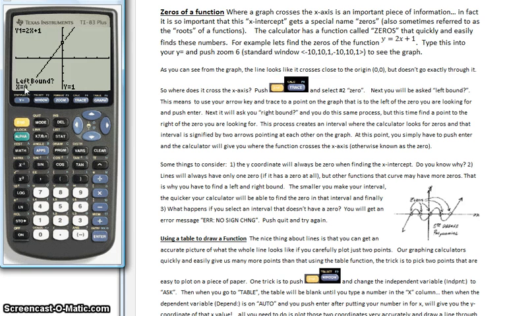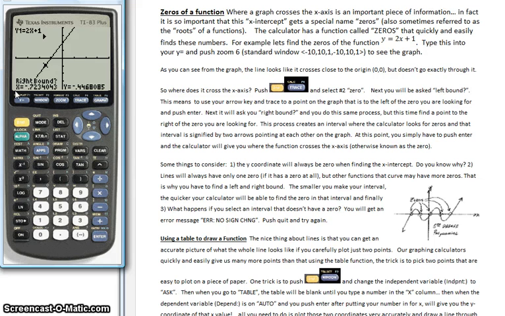And what's the question mark here is left bound. What that means is they want you to move this blinking cursor to a spot that is to the left of the point. This blinking cursor right now is to the right of the 0 point that we're looking for. So what I need to do is move it to the left of the 0. And then you push enter. And it draws a little arrow up here.